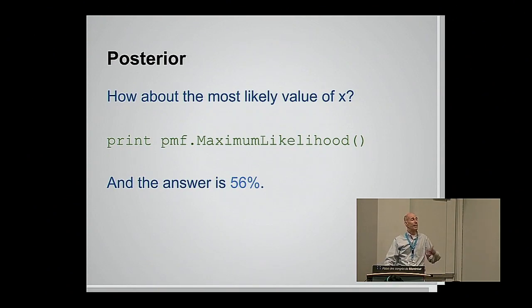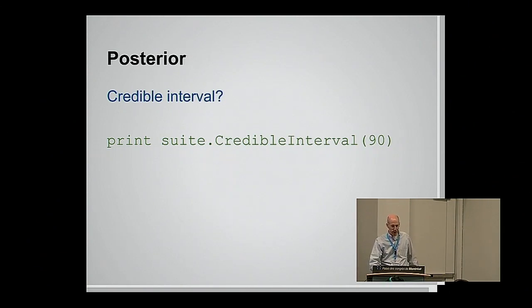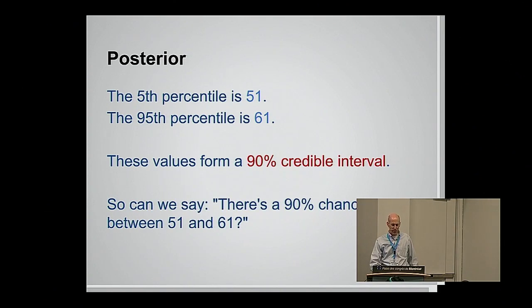You can pull out the maximum likelihood value. That turns out to be 56%. The mean is also about 56%. As you have more and more data, the posterior distribution becomes symmetric, and the median and the mean converge on each other. The credible interval works out to be somewhere between 51% and 61%, which means according to this posterior, the chance that the actual value is 50% falls outside of your 90% credible interval. So that's interesting. That does suggest that the coin is biased.